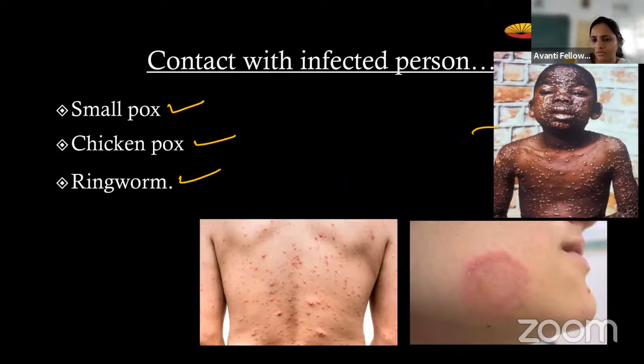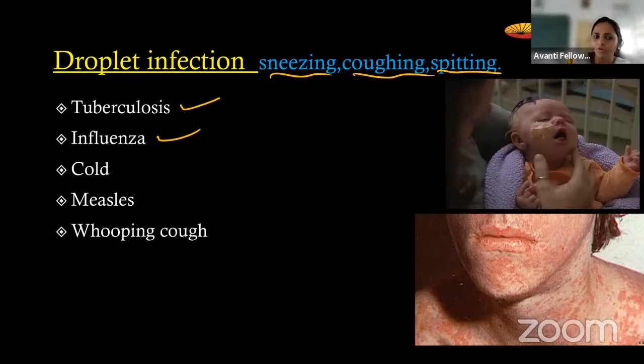See here, this is smallpox. This is chickenpox, and here they are giving the ringworm disease, which is a fungal disease. Fine. So let us come to droplet infection. I have told you about sneezing, coughing, and spitting, the sputum of the patient. Which diseases do you get by droplet infection? Tuberculosis, influenza, cold, measles.